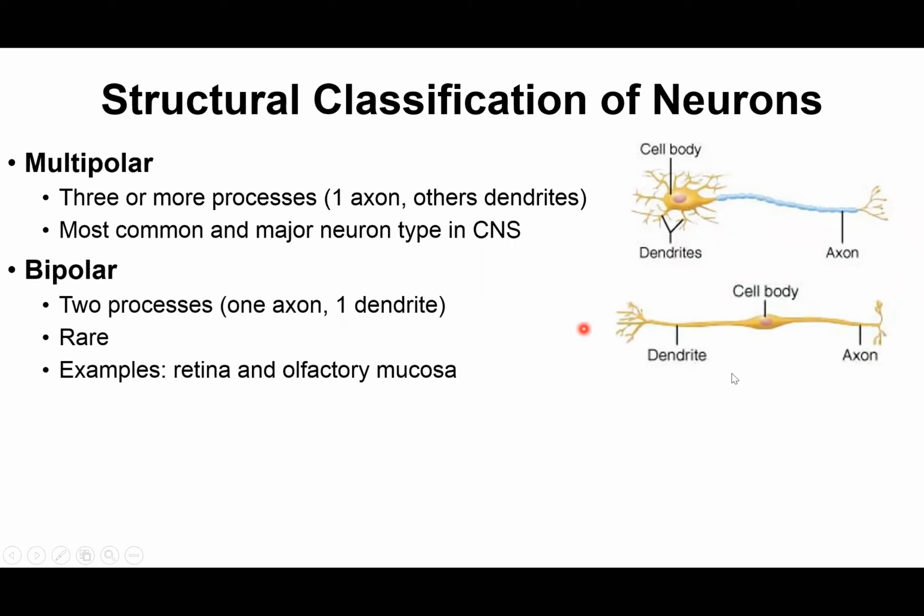The second type here are bipolar neurons, and bipolar neurons have only two processes. When I say 2 processes, I mean coming off of the cell body, you have to count the number of processes coming directly off of the cell body. Here's our cell body. You have one process coming off this way and one process coming off this way. So this one's bipolar. It has one axon and one dendrite. These are very rare, but they are present in places such as the retina, in the eye, and also in the olfactory mucosa, which is the smell receptors.